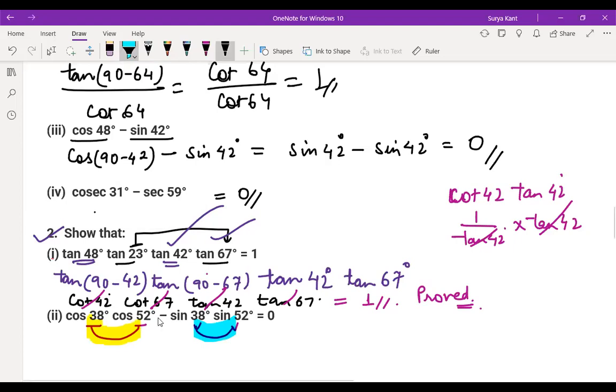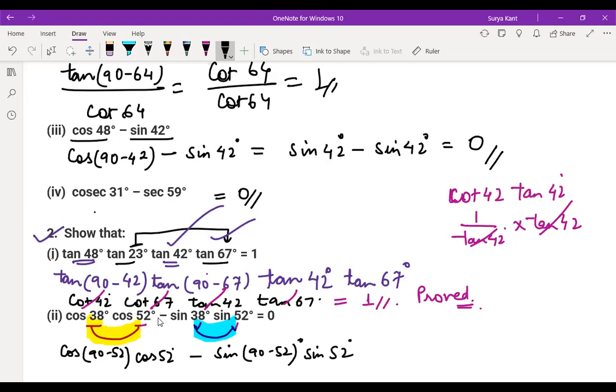So what we can do here is, I'll write here cos 90 minus 52. And here I write as it is, cos 52, minus sin 90 minus 52 and sin 52.